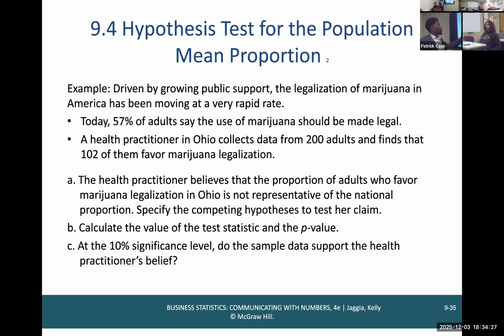A health practitioner believes that the proportion of adults who favor marijuana legalization is not representative of the national proportion. Specify the competing hypothesis. Here we're going to use a not-equal sign because we're just saying that it does not reflect the national proportion. We're not saying it's less than or greater than, we're just saying it's different. We need to calculate the value of the test statistic and the p-value, and at the 10% significance level, do the sample data support the health practitioner's belief?